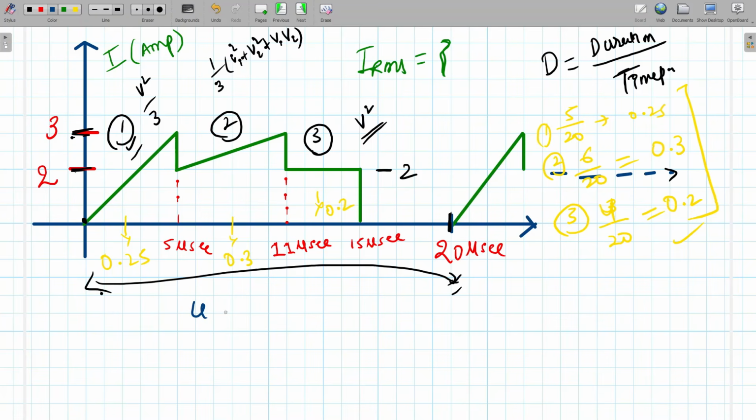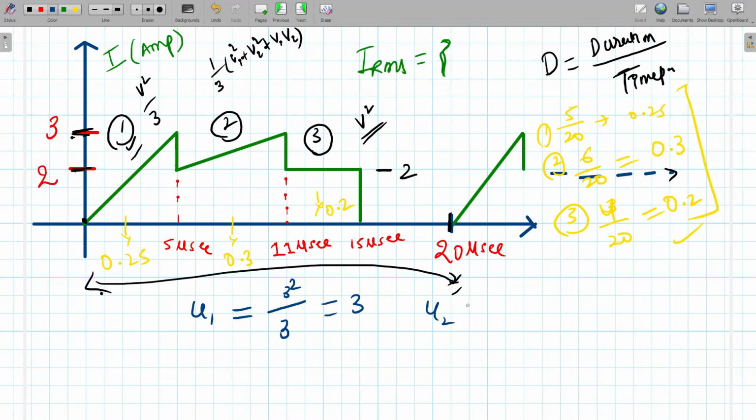U for 1. What will be U1? U1 will be V square, so 3 square by 3. Is it clear? I think I have made some mistake maybe. How much are you getting? U1 will be 3. So U1 is equal to 3. What will be U2?